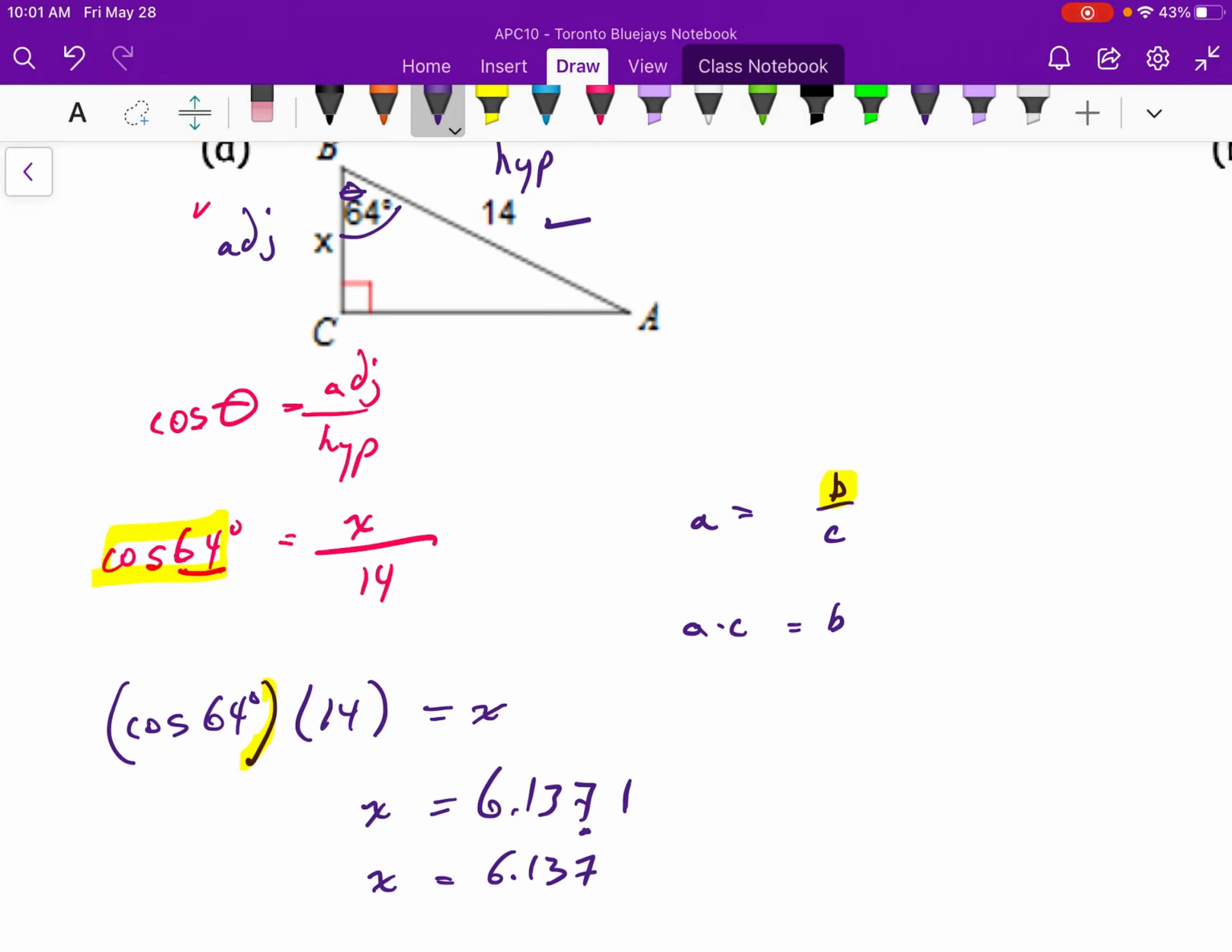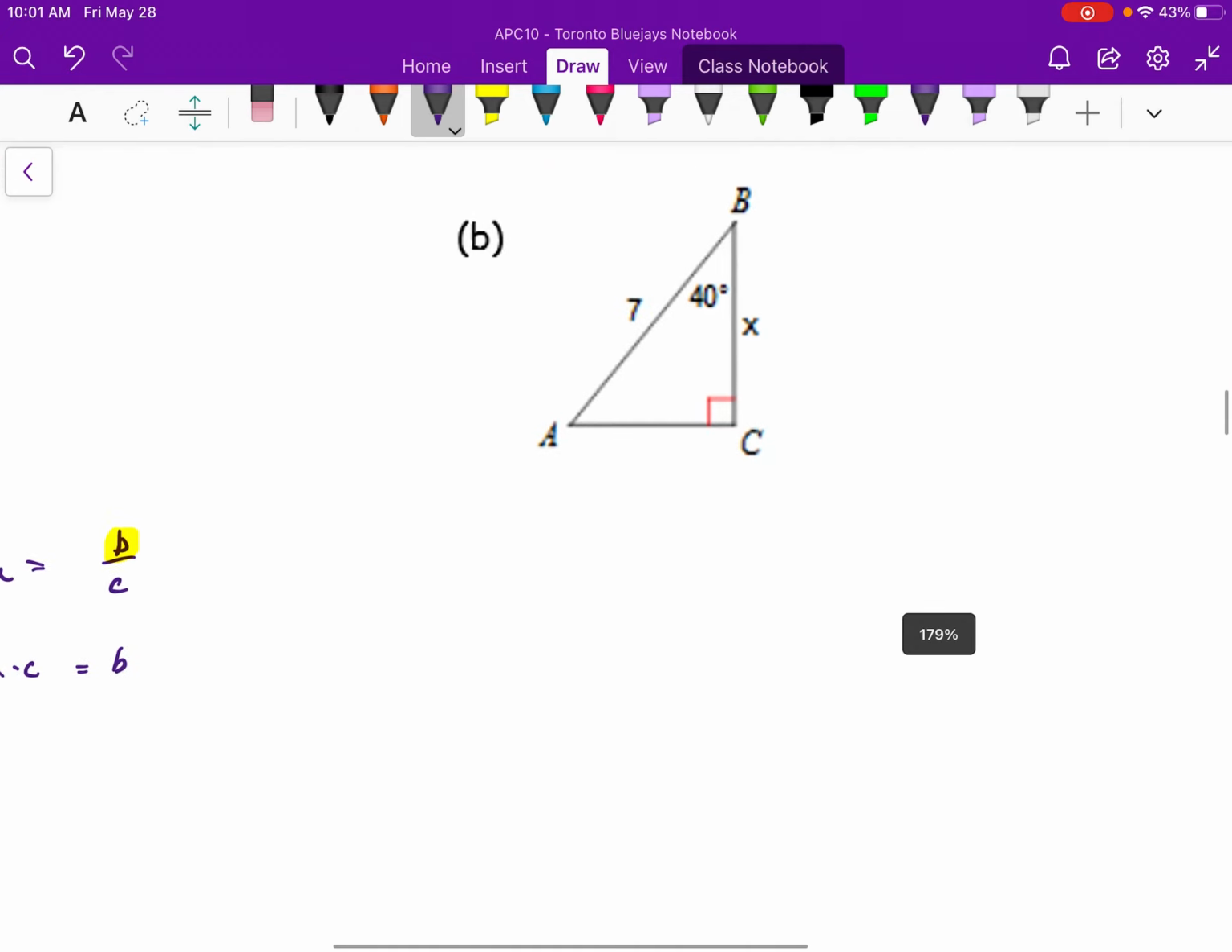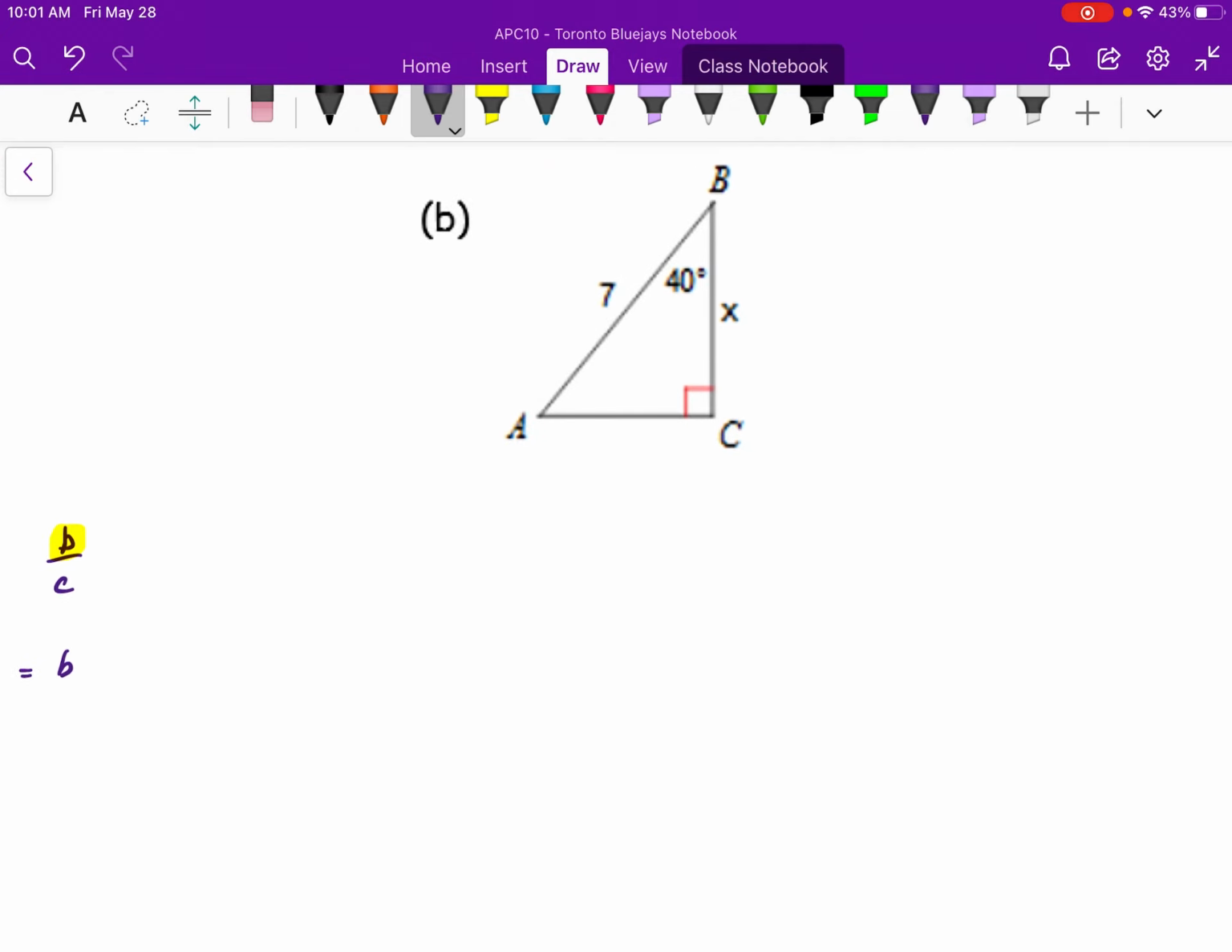And that seems to align with my picture. It seems totally reasonable that I have a hypotenuse of 14, and this side is 6.137. You would know you had it wrong if you had x is equal to 15, because the hypotenuse has to be the largest side. Let's move on to this next example.